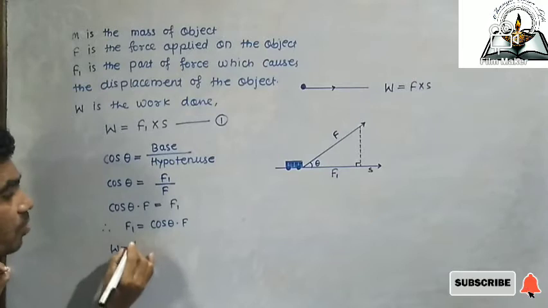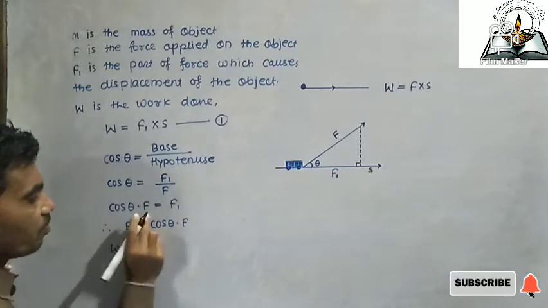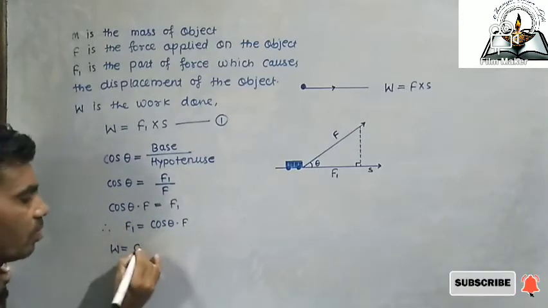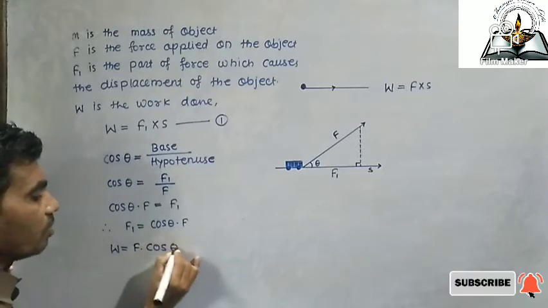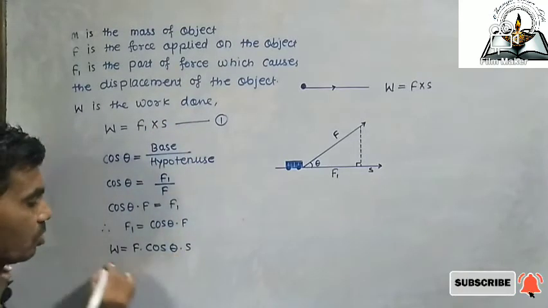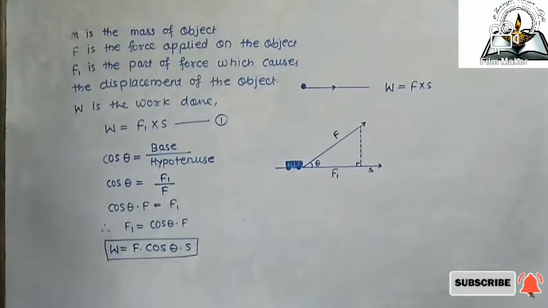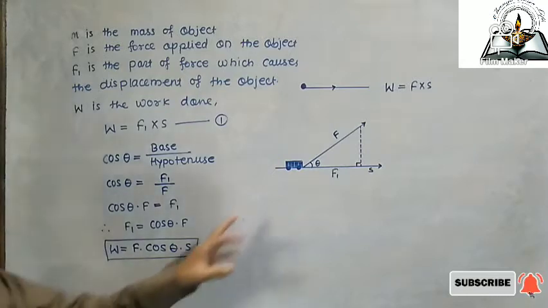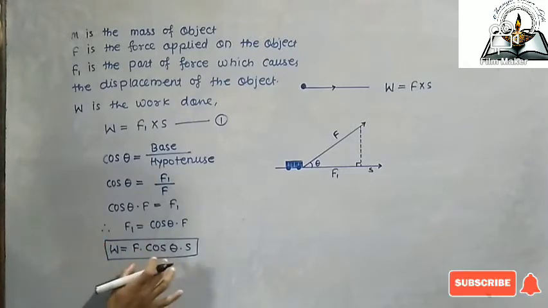the work done. What is F1? F1 is F into cos theta, and S. So this is the work done when the force is applied on the object and displacement takes place in a different direction. So what is the work done in this case? This is the equation where we have to use these equations.